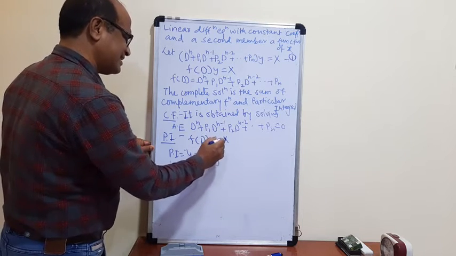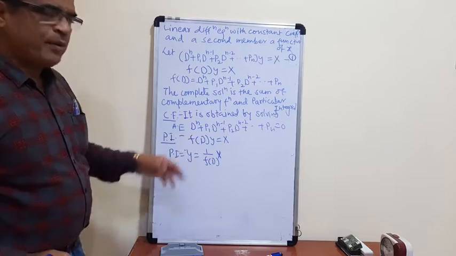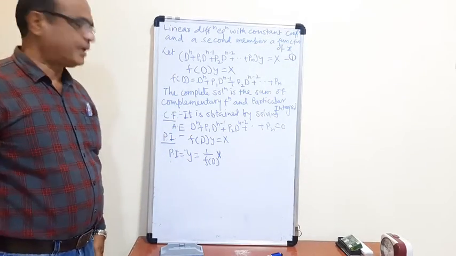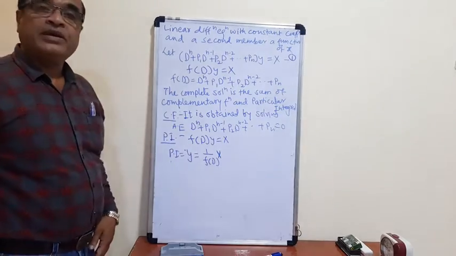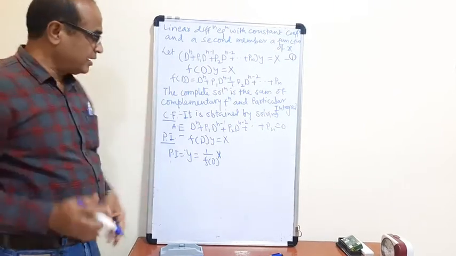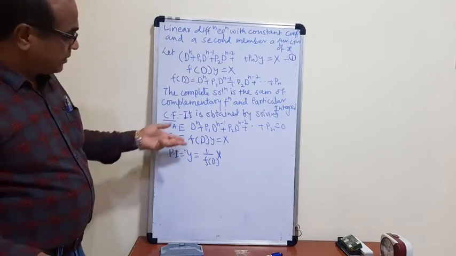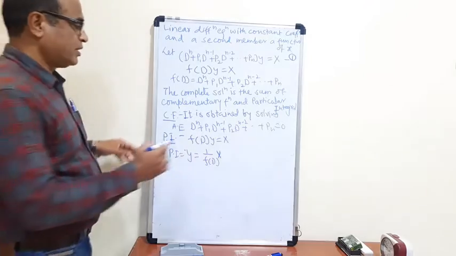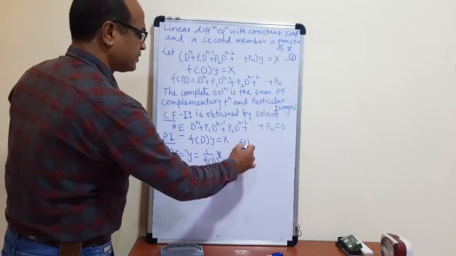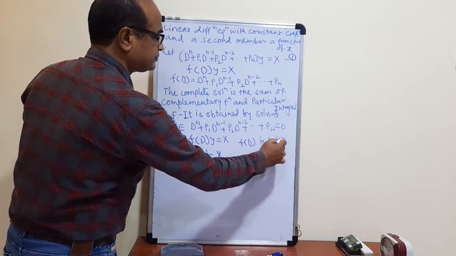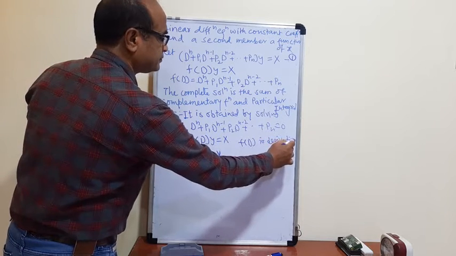So what is f of D? F of D is an operator. Then 1 upon f of D is also an operator. F of D is a derivative operator.